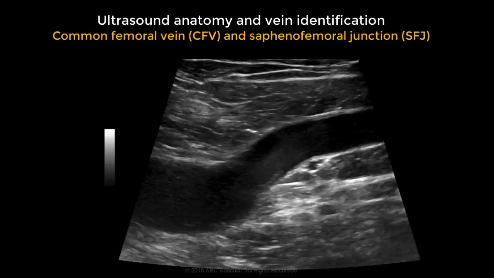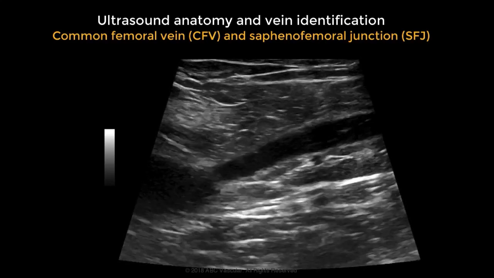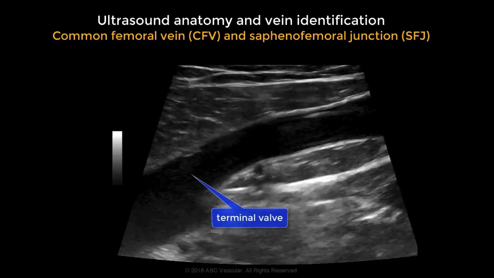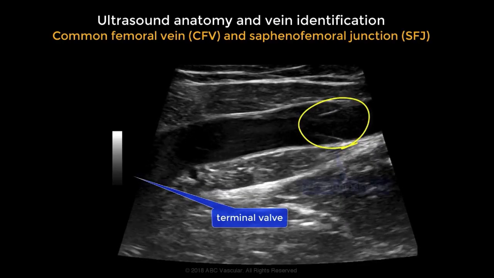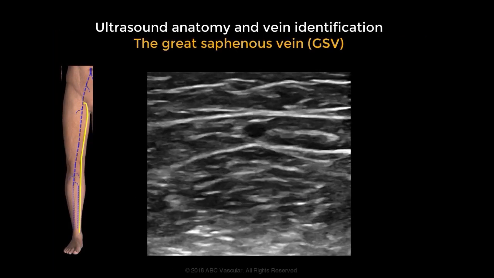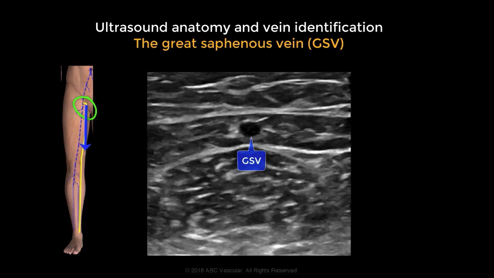If we focus our attention on the great saphenous vein, we can see that there is the terminal valve over here, and by moving the transducer in longitudinal further down, we can identify another valve. This is the preterminal valve. The great saphenous vein continues from the groin down through the medial aspect of the thigh and calf.